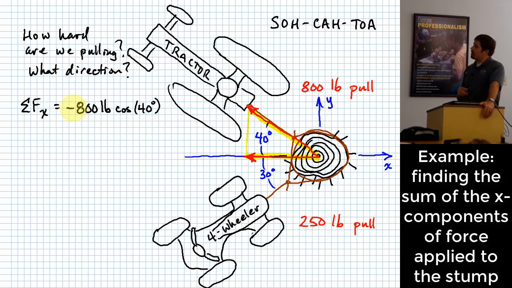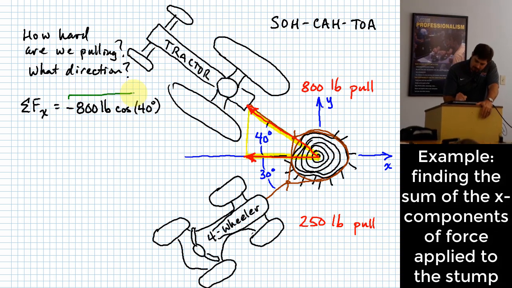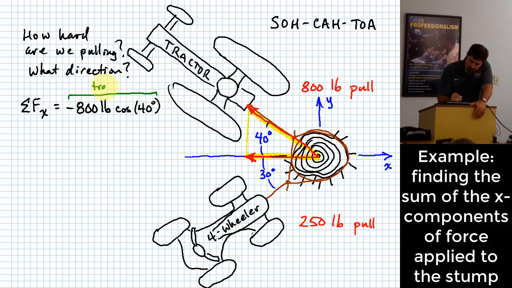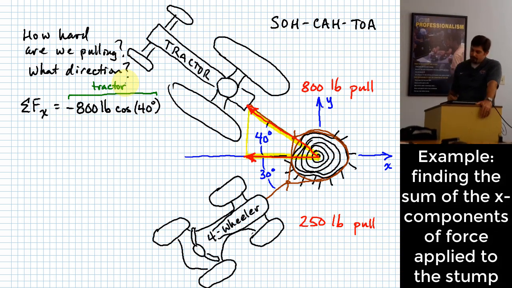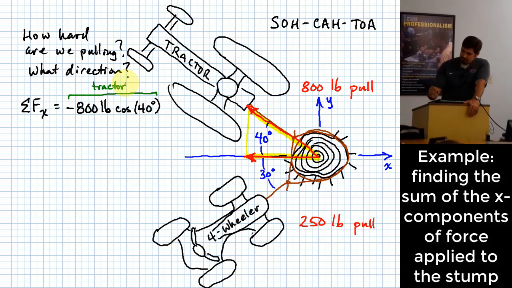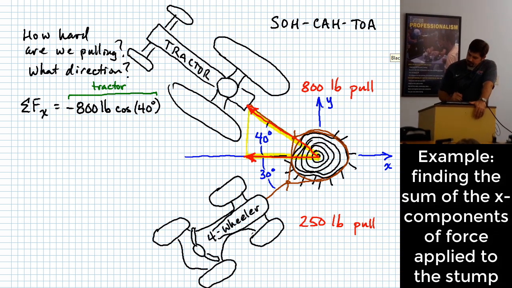Okay, what about from the four-wheeler? This much that we just did here is the contribution of the tractor. What about the four-wheeler? Okay, it's also going to be negative, and it's going to be 250 pounds times the cosine of 30 degrees.